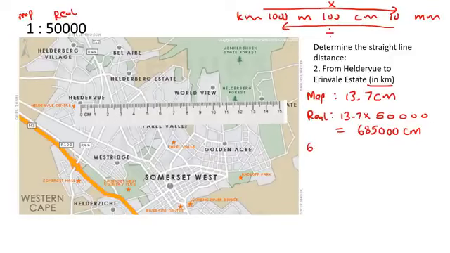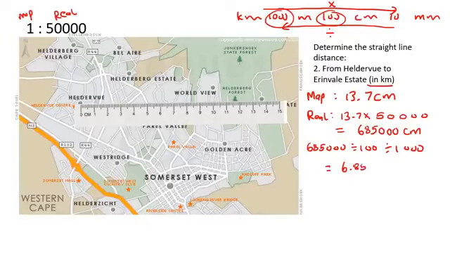And so what we'll do is we'll say 685,000. We're going from centimeters to kilometers, so we're going to the left, so we will divide. We'll divide by 100, and then divide by 1,000, and that'll give us 6.85 kilometers. So there we have it.